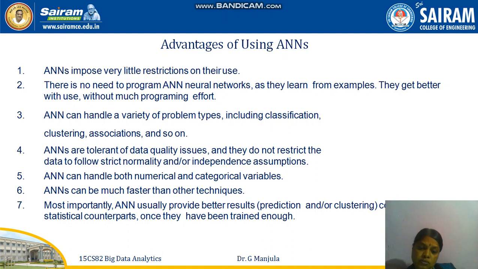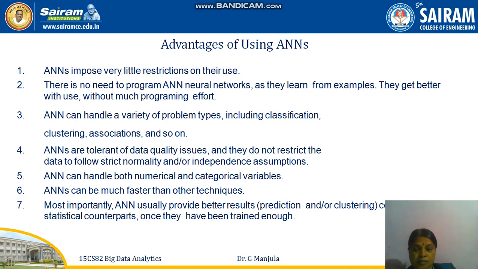ANN can handle both numerical and categorical variables. That is very important. ANN can be much faster than the other techniques. Most importantly, ANN users get better results, that is for prediction and for clustering. It also matches statistical counterparts once they have been trained enough. Our main objective is categorizing the data, training the data. Repeat the process till it becomes training data. Once it becomes training data, the usage of the training data and the accuracy of that process is excellent. This is the best advantage.